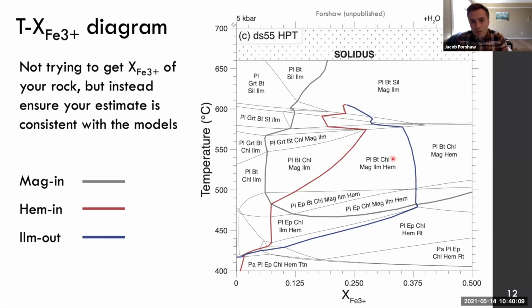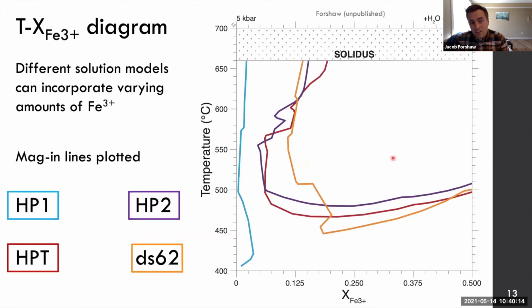There's one caveat with this, and it's kind of related to what I talked about yesterday. Different solution models incorporate varying amounts of iron 3+. And so this diagram on the right-hand side shows you the magnetite in-lines plotted for the various data sets that I used, HP1, HP2, HPT, and dataset 6.2. So this is why it's really important that you're just getting the XFe3+ that fits with your models, because in HP1, as soon as you introduce any iron 3+, you pretty much always stabilize magnetite across a wide range of temperatures.